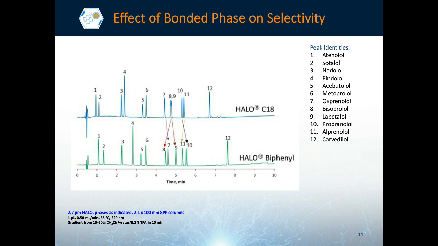This was using a gradient from 10 to 50% acetonitrile water with 0.1% TFA. And so peak 7, the oxprenolol, is more retained, as is the labetalol, as is the propranolol on the Halo biphenyl phase. And what we have seen from screening different compounds on the biphenyl phase is that for polar compounds, it does tend to be more retentive. So this is one way that you can optimize your resolution just by changing out the bonded phase.